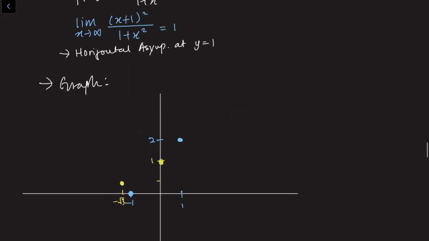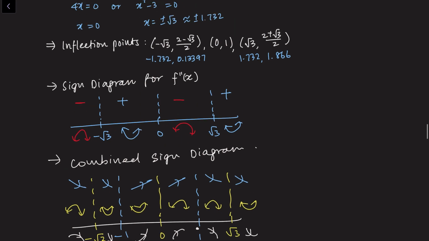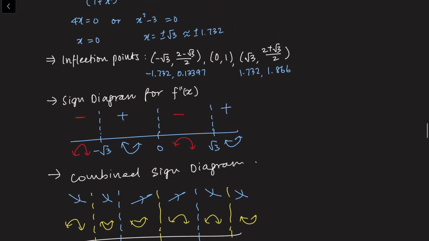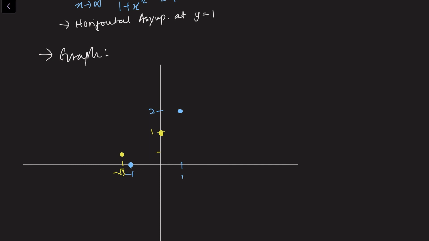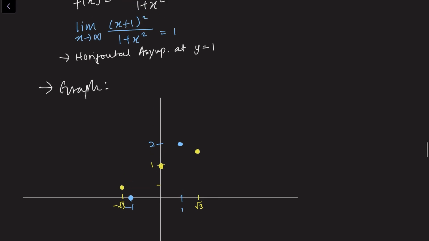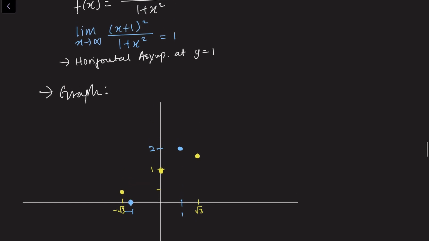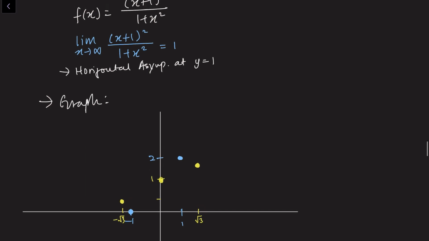Then the next inflection point is 1.732 and 1.866. 1.866 should be somewhere here. Root 3 should be somewhere here. And don't forget our asymptotes. Obviously, I think you can see already the graph will definitely cross the horizontal asymptote at y equals 1.